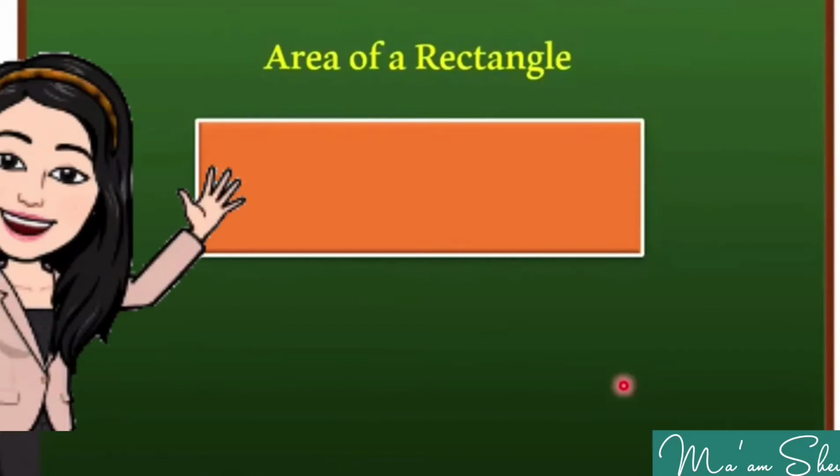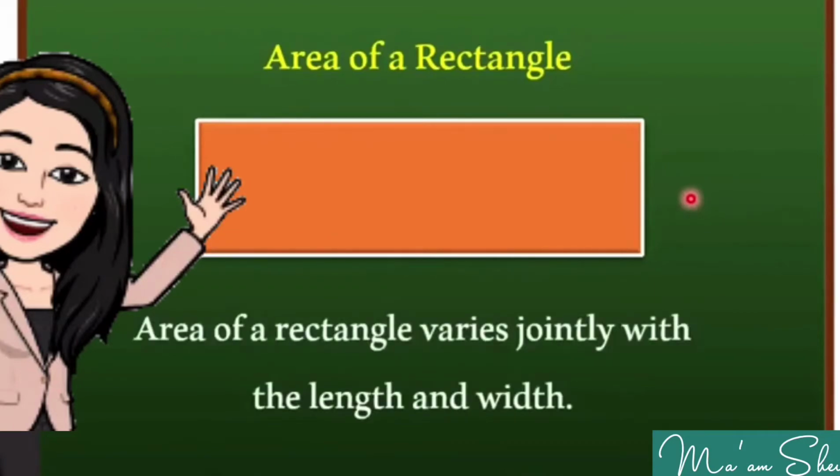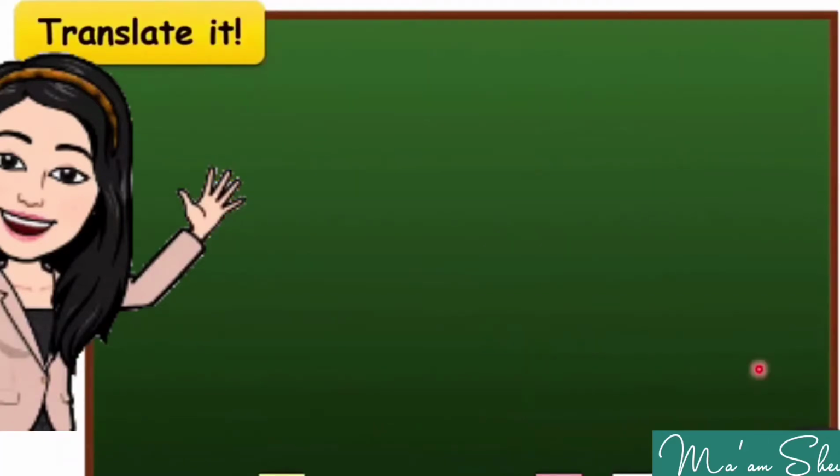Let us have an example of a situation that involves joint variation. So the best example for it is the area of the rectangle. We all know that the area is equal to length times width. So meaning to say, the area of the rectangle varies jointly with the length and the width, wherein ang constant of the variation is equal to 1. Kasi ang ating formula, or when we translate it into mathematical statement, that will be A is equal to K times length times width. So that is the mathematical translation of the joint variation.